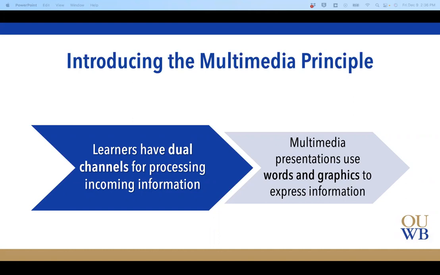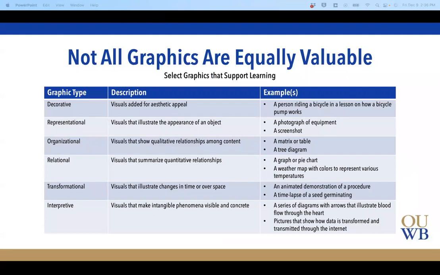Perfect. Okay, so this idea again, make sure that we're presenting information as both graphics and words. Easy enough, right? Well, hold off a little bit because not all graphics are equally valuable. And this was fascinating to me the first time I read it. I've recently re-looked at some of this, and it's easy to take for granted that graphics are graphics, they're all essentially the same. Well, I think this chart shows that no, there are different types of graphics, some of which are far more valuable than others.